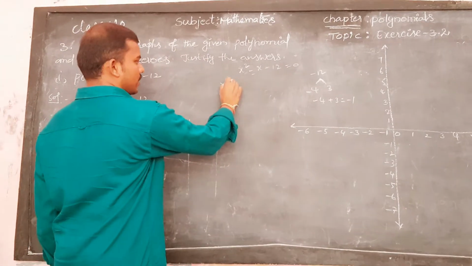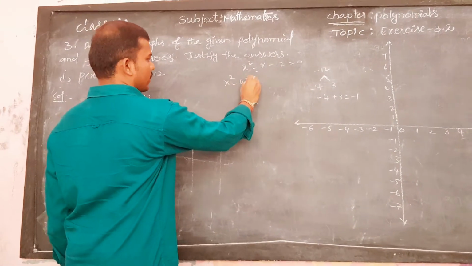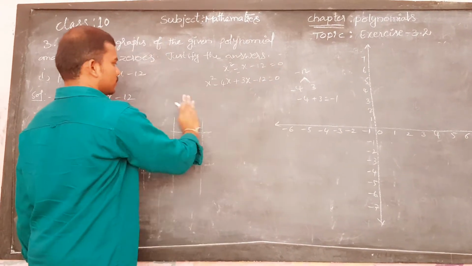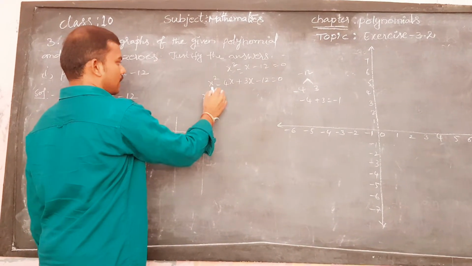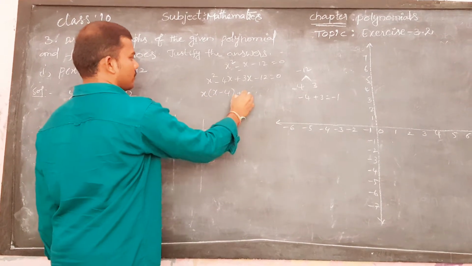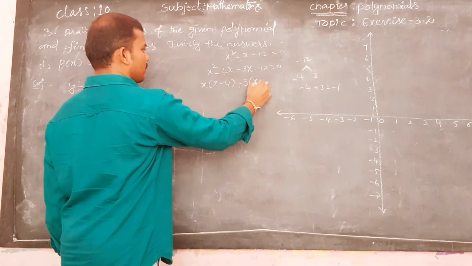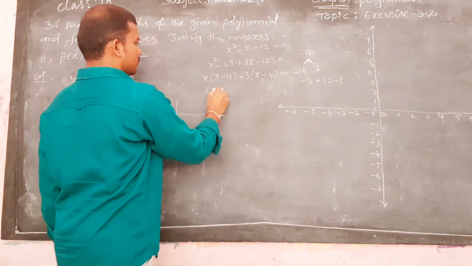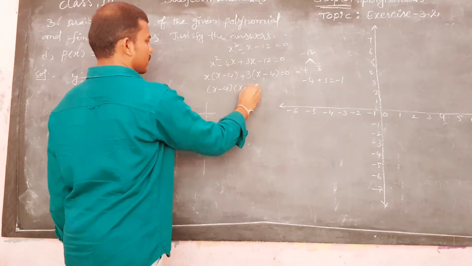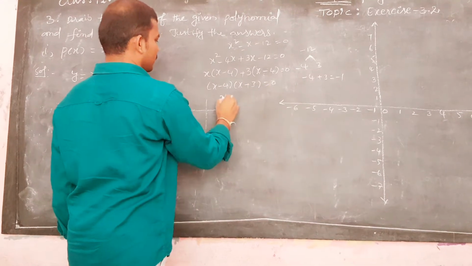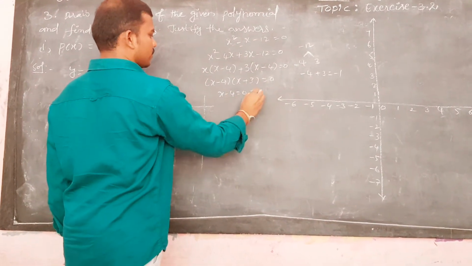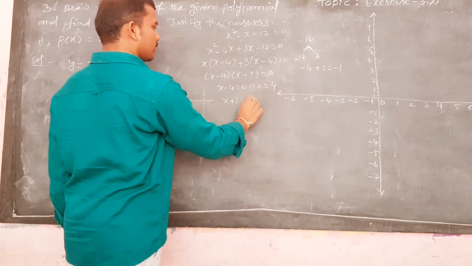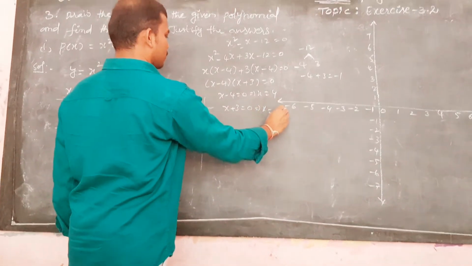So x square minus 4x plus 3x minus 12 is equal to 0. Take x as common, x minus 4, plus 3 common, x minus 4. So x minus 4 into x plus 3 is equal to 0. x minus 4 equal to 0 implies x is equal to 4. x plus 3 is equal to 0 implies x is equal to minus 3.